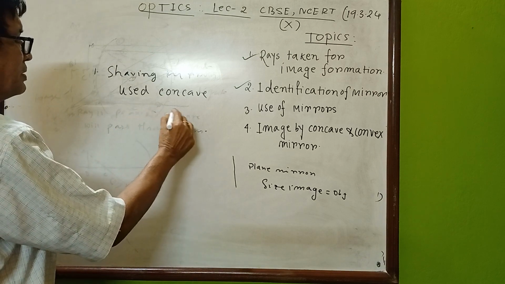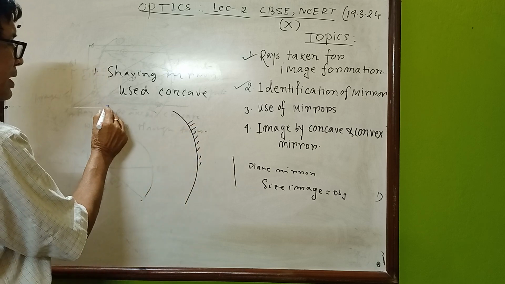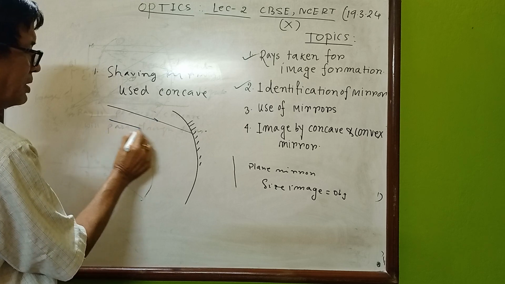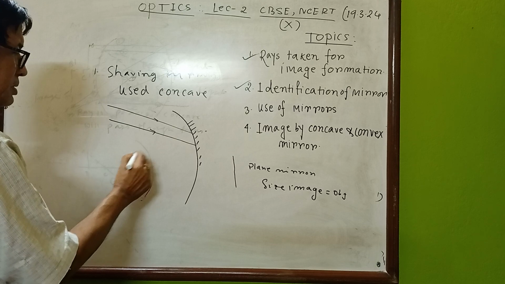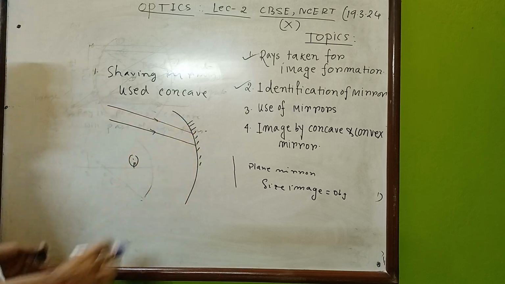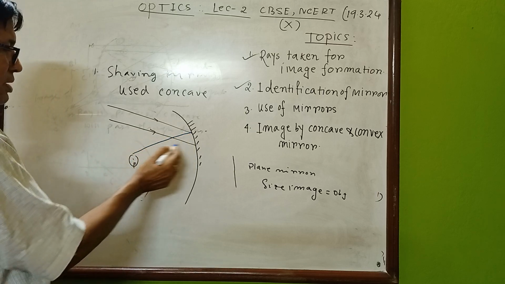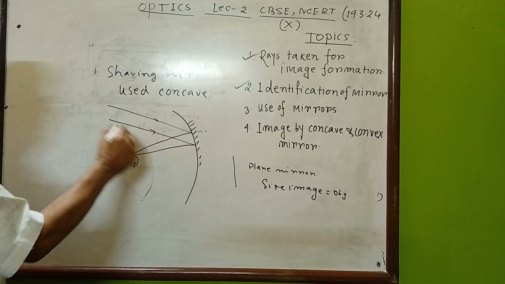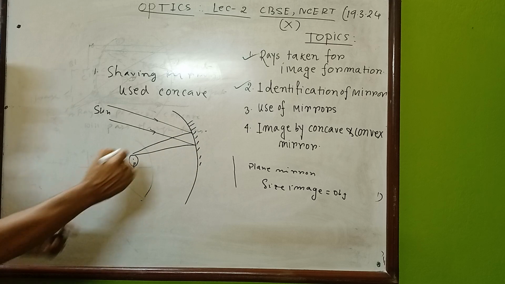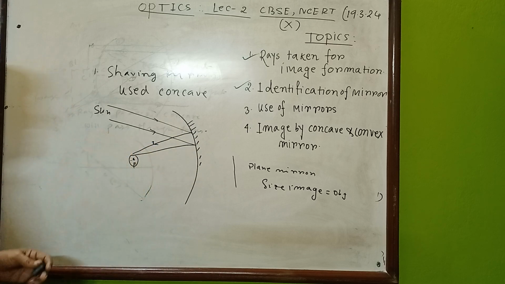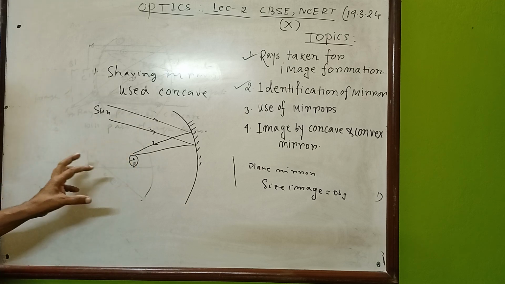Another use you can see. Suppose you consider a concave mirror with a parallel beam incident on it. You know that the parallel beam, after incidence, will be reflected and meet at the focus. This is the sun, suppose, with a parallel beam coming on the concave mirror. After reflection, they meet at a certain point. So the whole solar energy will be concentrated at the focal point, so that point will be hot.